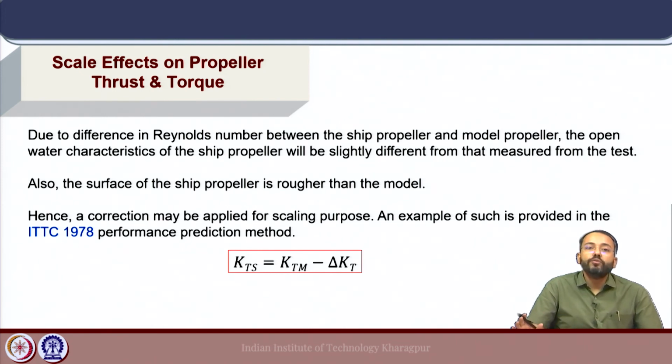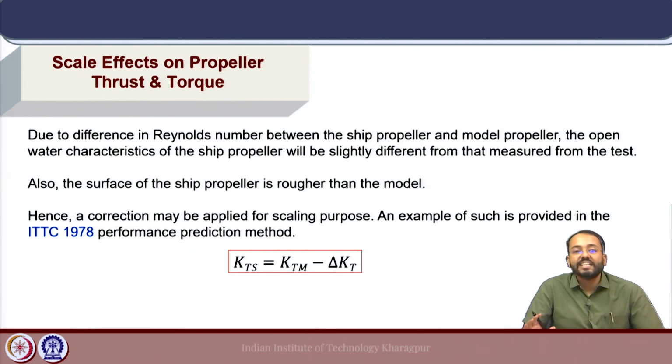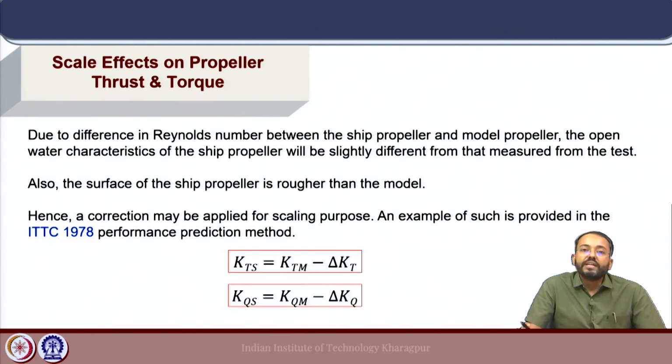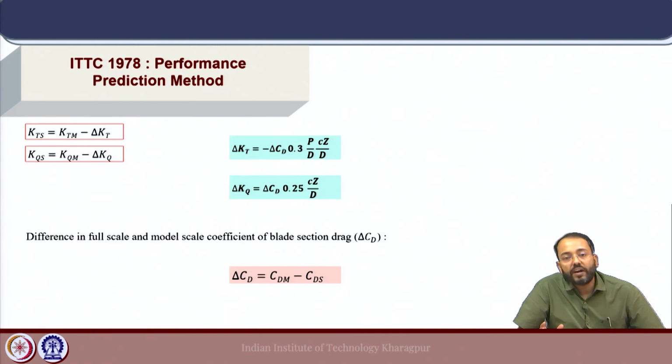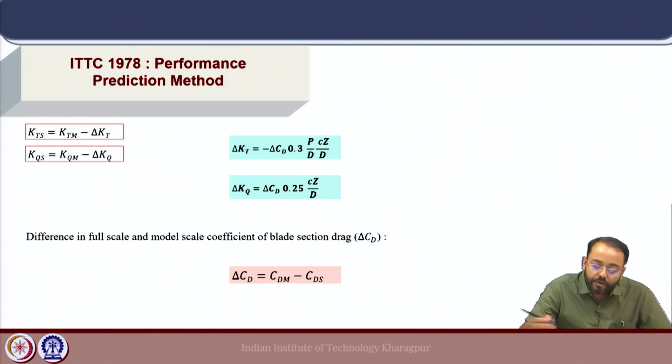So, here what we do is we have the full scale KTS. The suffix S corresponds to the full scale and the suffix M corresponds to the model scale. So, we get the full scale thrust and torque coefficients as the model scale values minus some corrections in the thrust and torque coefficients, which we name as delta KT and delta KQ. Here we have the corrections delta KT and delta KQ as functions of the change in the blade section drag and also a function of some geometrical aspects of the propeller blade.